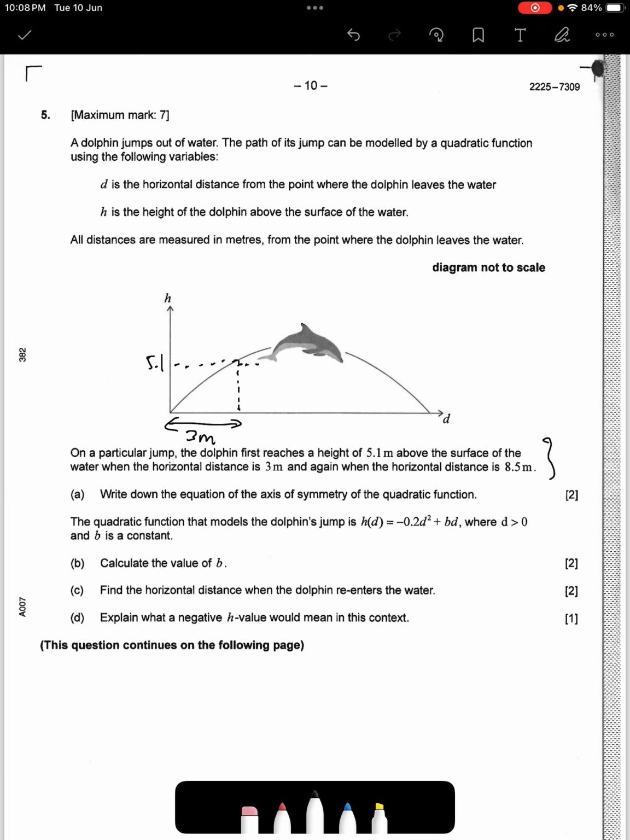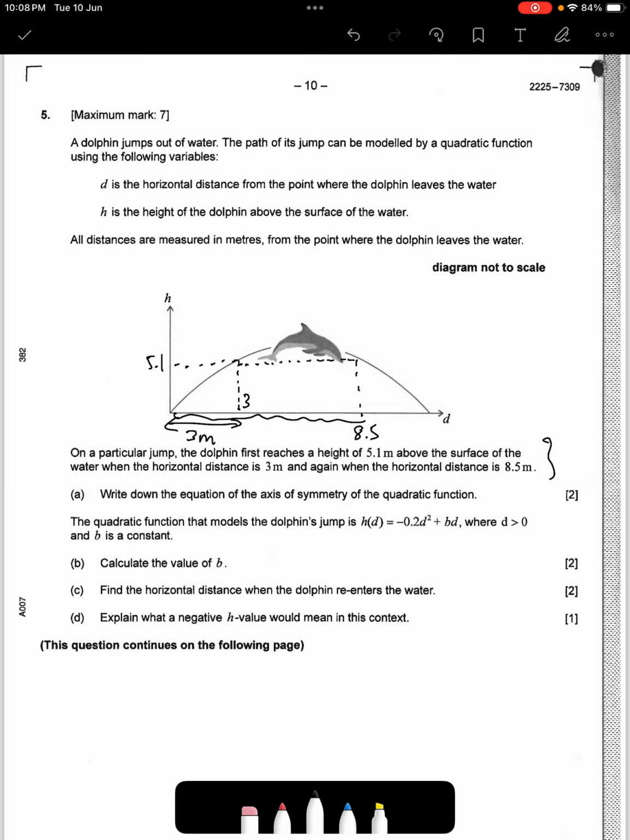And we know that if I were to project this line, it's going to give you the same height as well. So that's where the horizontal distance from here to here will be 8.5. So this will be 8.5, and at this value, this will be 3. So yeah, that's generally what the question basically says.